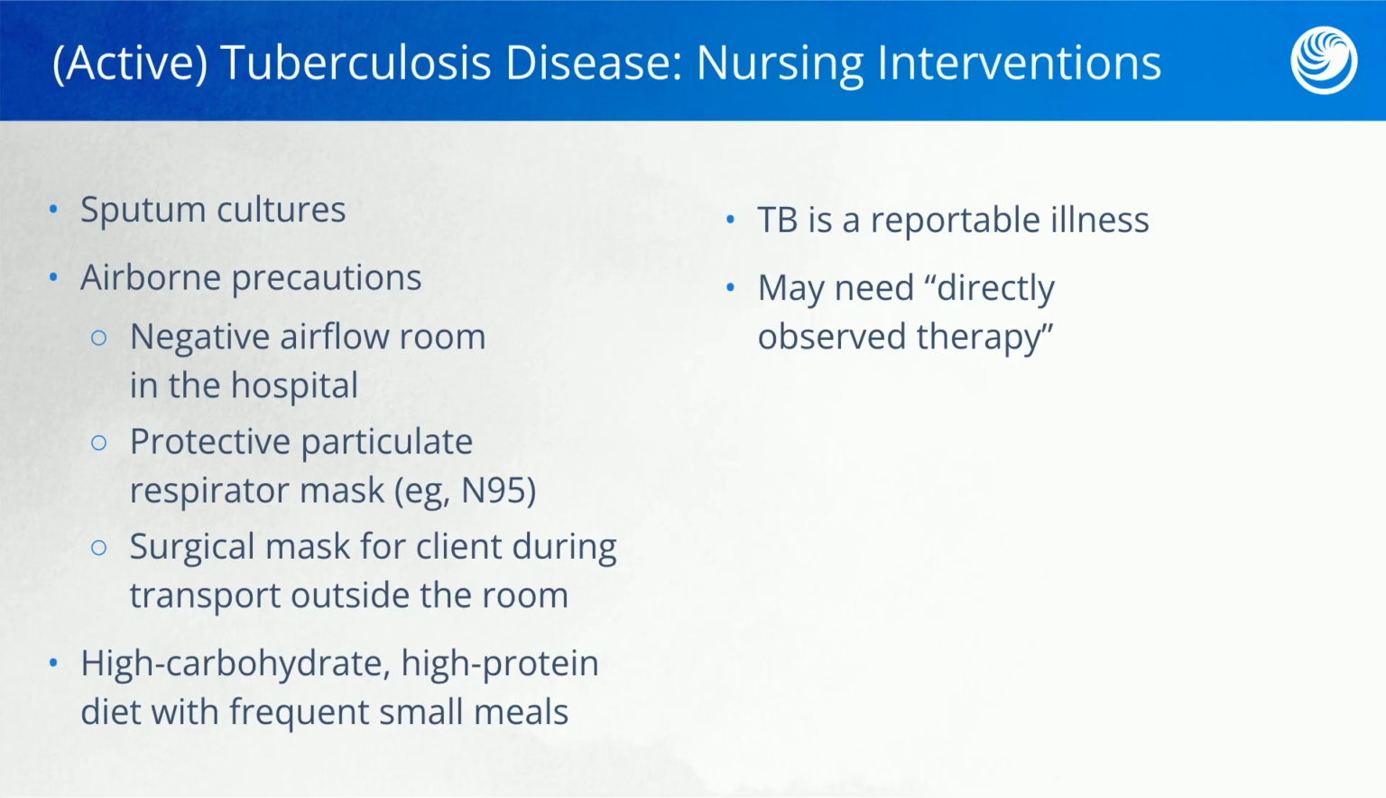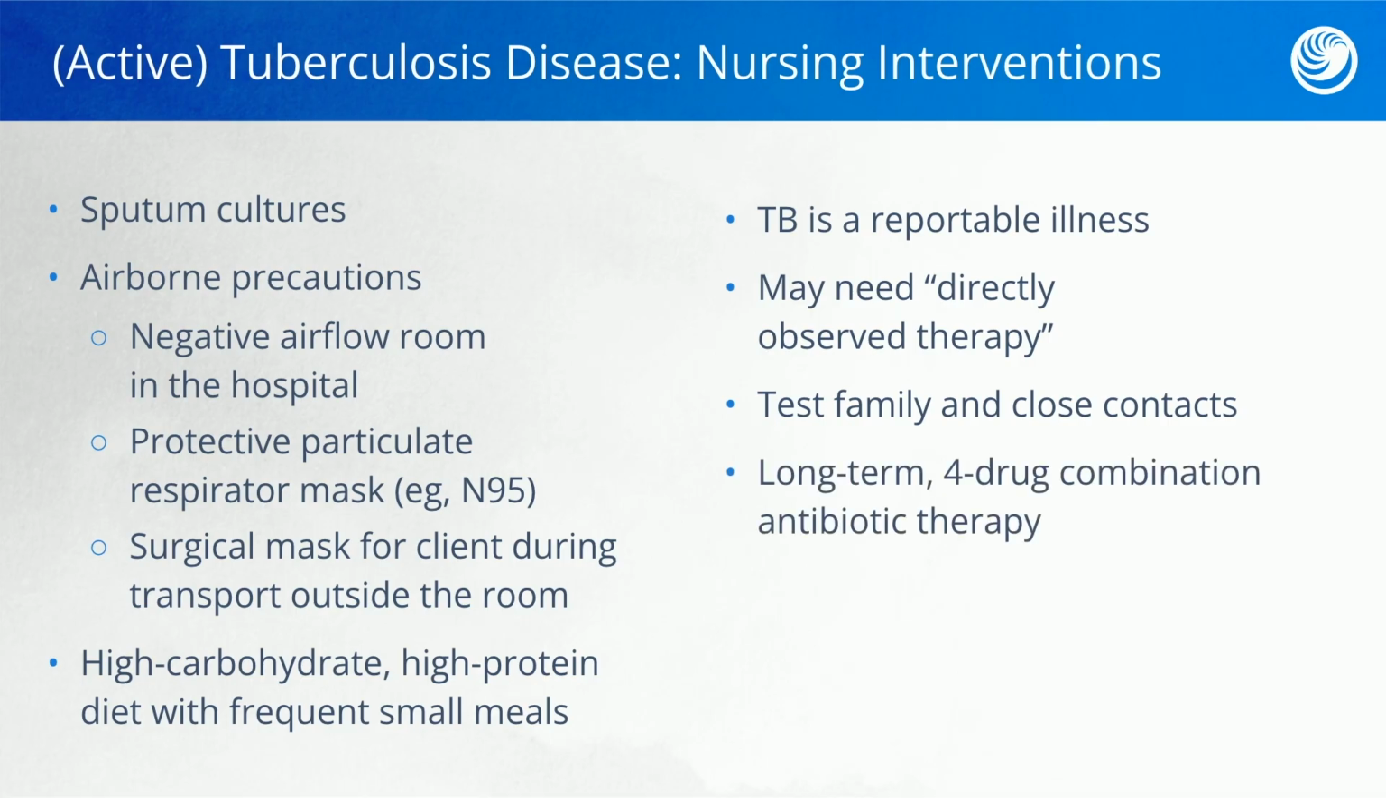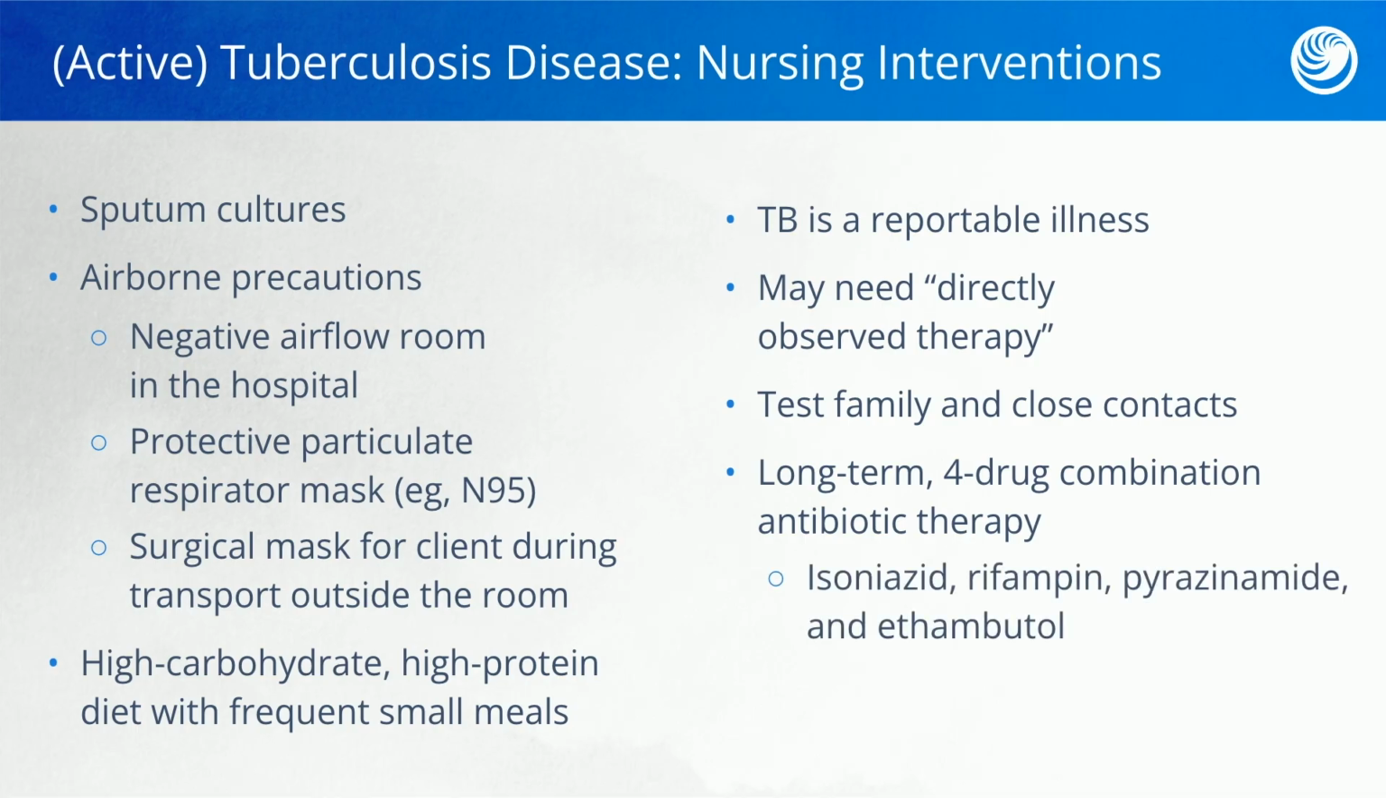As I mentioned, TB is highly communicable, so if clients are diagnosed, we need to test their family and close contacts. This could be roommates, this could be coworkers, anyone they're seeing on a frequent basis. We want to make sure that it hasn't spread to anyone, and if it has, that they receive proper treatment as well. Finally, tuberculosis is treated with a long-term 4-drug combination antibiotic therapy, and we need to make sure that clients take all 4 of the medications. These medications are isoniazid, or you may often hear called INH, rifampin, pyrazinamide, and ethambutol.